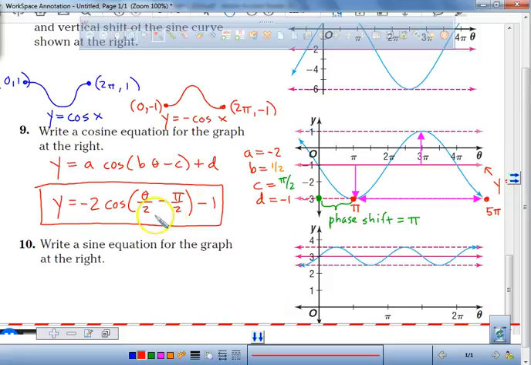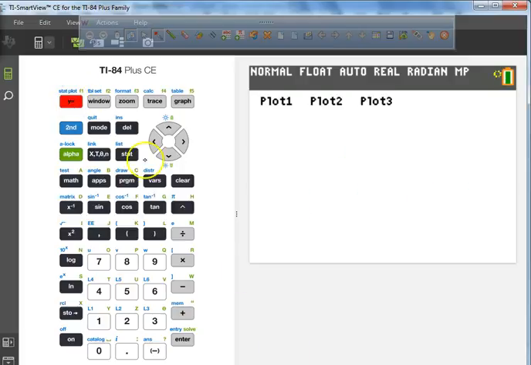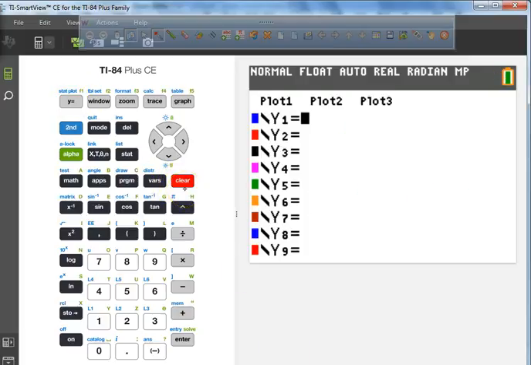So what I want you to do right now is hit y equals and type that into the graphing calculator exactly as it appears, please. You could keep sliding it multiple places so that they line up. Okay, we'll talk about that. So we have -2 cosine, and I had theta divided by 2 minus pi divided by 2, minus 1. And what was our midline? Our midline was y equals -1.